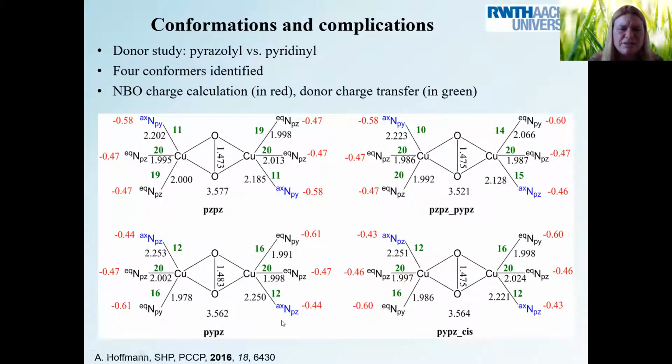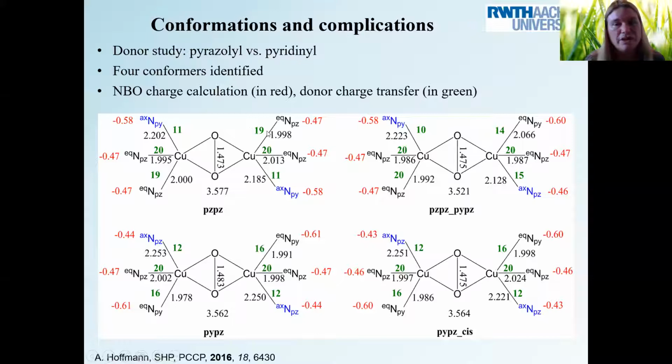And this is a little bit complicated slide, because first we thought that the donors are also characterized by the charge. So we calculated NBO charges on the different donors, and we found that the pyridines always have the more negative charge. So they are formally more basic, but in coordination chemistry, the basicity is one point, but the nucleophilicity is another point. And what you also get from NBO calculations are charge transfer interactions.